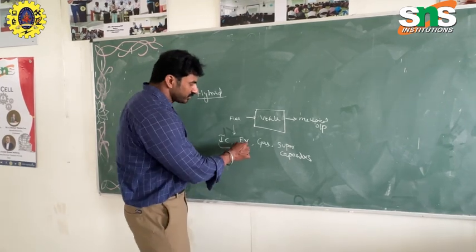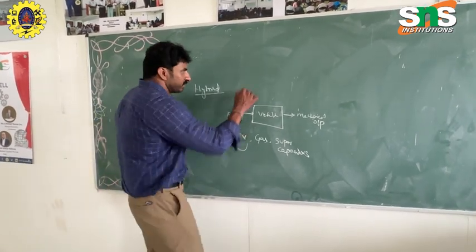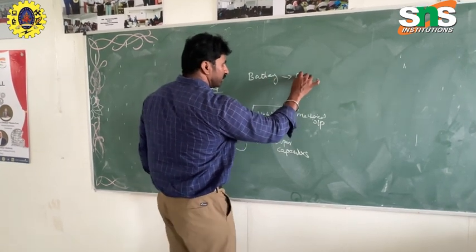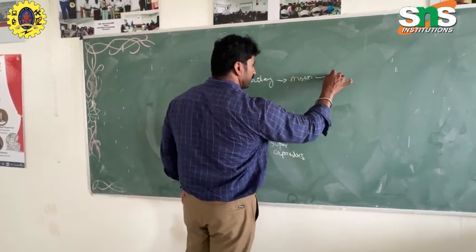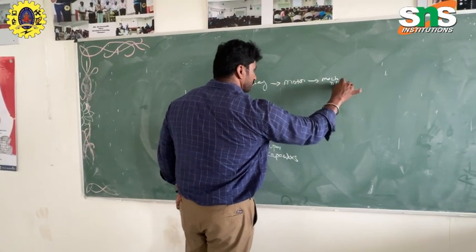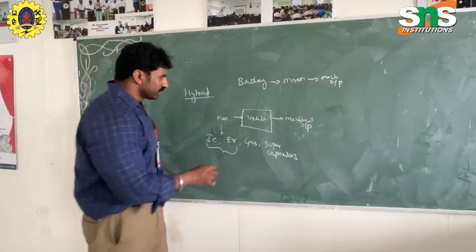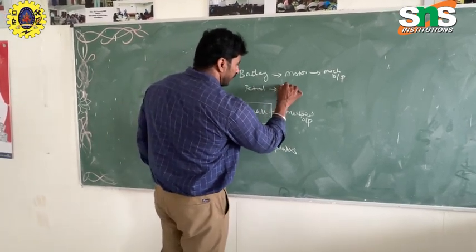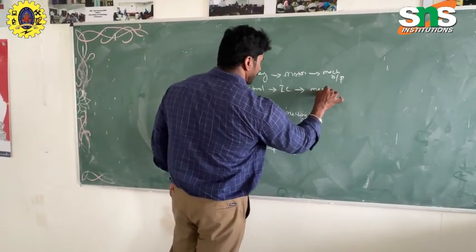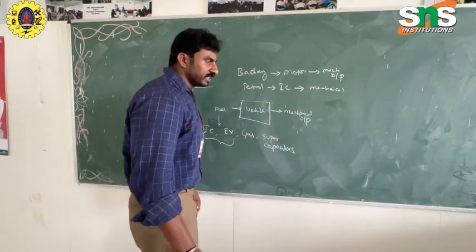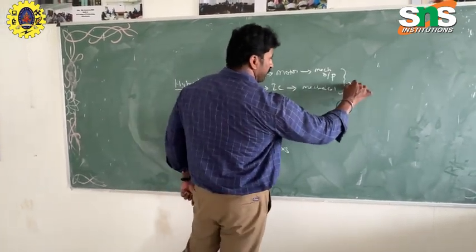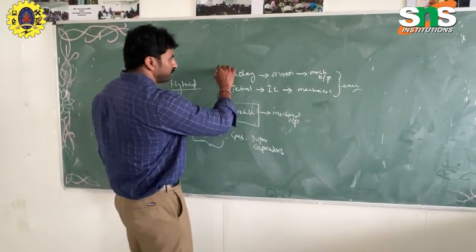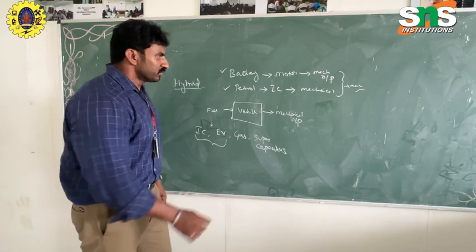When we are using an electric vehicle, that means we are using a battery, then a motor, and then the mechanical output. That is one method. Another method is petrol or diesel, the IC engine, and then the mechanical output. In both cases the output will be a mechanical output. We can achieve this using a battery as well as petrol, so we have two methods.